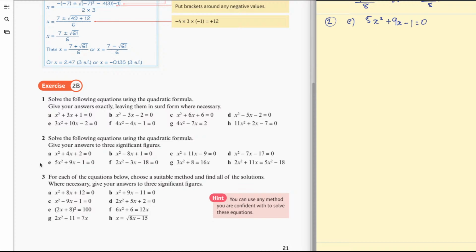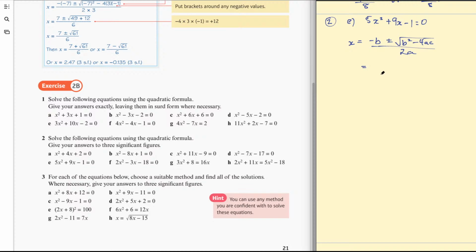But so for 2e, again, can't factorize, so we need the quadratic formula. Negative b plus or minus the square root of b squared minus 4ac over 2a. That's me trying to sing that song. Sorry about that. Plugging everything in.